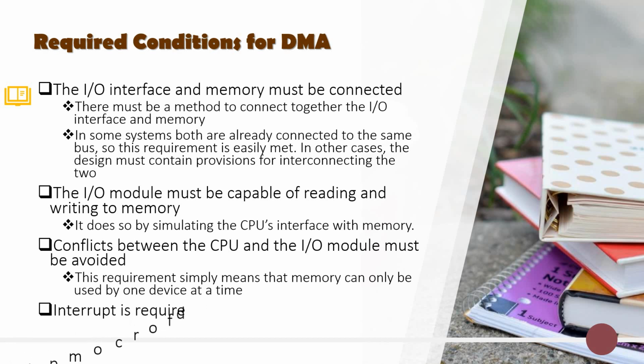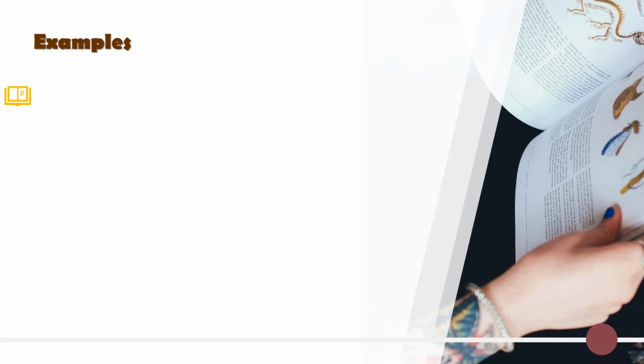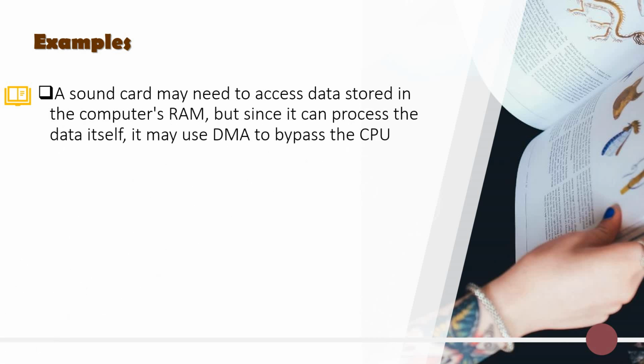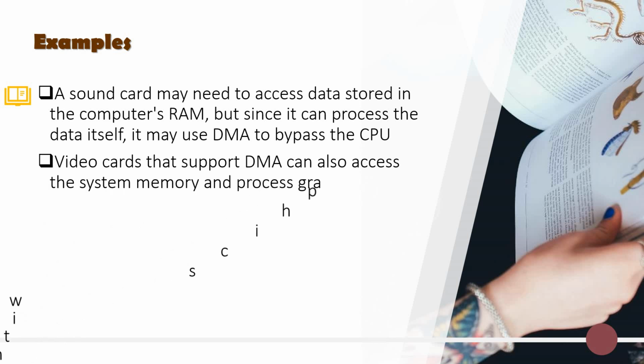Interrupt is required for completion. Examples. A sound card may need to access data stored in the computer's RAM, but since it can process the data itself, it may use DMA to bypass the CPU. Video cards that support DMA can also access the system memory and process graphics without needing the CPU.